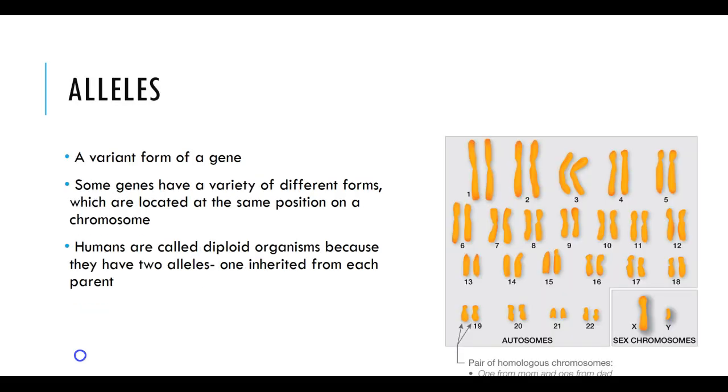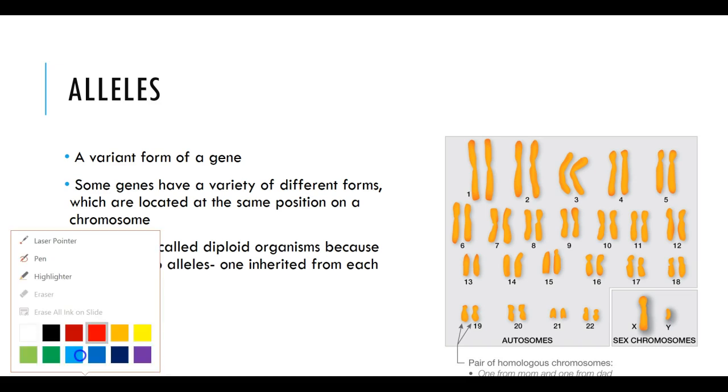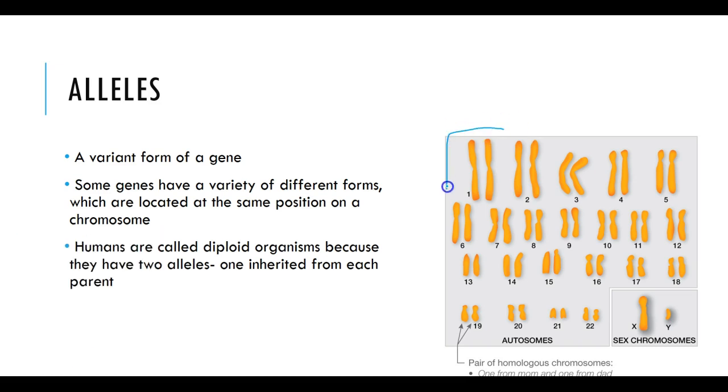Let's look at alleles. An allele is a variant form of a gene. Some genes have a variety of different forms, which are located at the same position on a chromosome. If we look at this example, chromosome pair number 1, we have one chromosome from the paternal parent, which is the father, and another chromosome from the maternal parent, which is the mother. On both of these chromosomes, we have a gene that codes for eye color, and there's another gene here that codes for eye color from the mother.